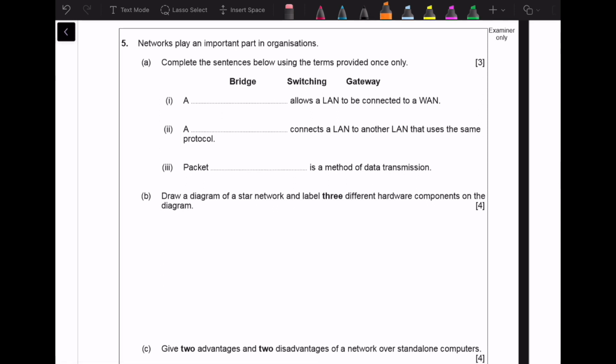Okay, this is one of my favorite questions here because they give you some possible answers for this. So networks play an important part in organizations. Complete the sentences below using the terms provided only once. So a blank allows a LAN to be connected to a WAN. That's a gateway. And then a blank protocol connects a LAN to a local LAN, so local network to another local network. So this is going to be a bridge. And then packet blank is a method of data transmission. It's switching.